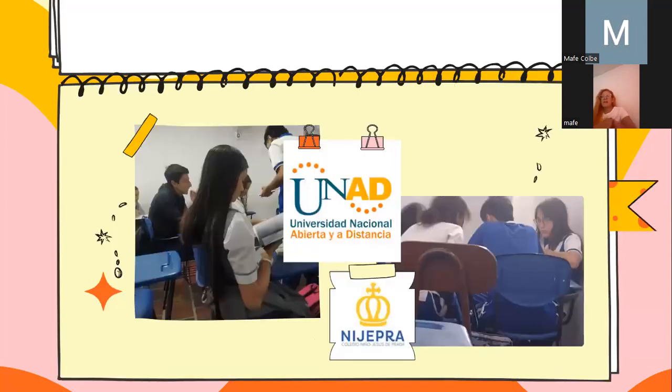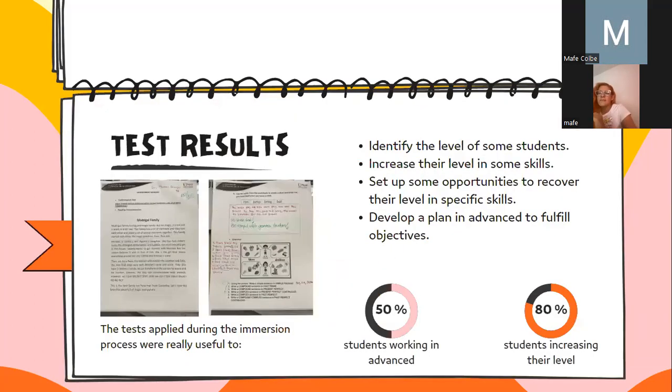And these are some pictures about the practices. It was really nice to have them. At first, we used to make games at the beginning of the classes, and they were really motivated. That was the reason we continued doing that process. This was the exam we did.